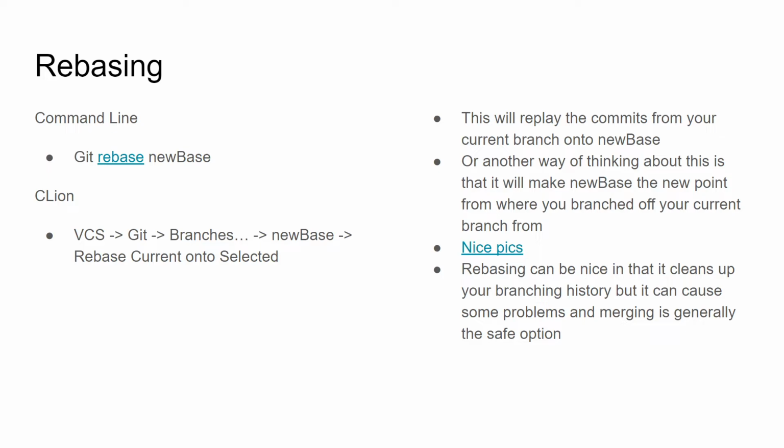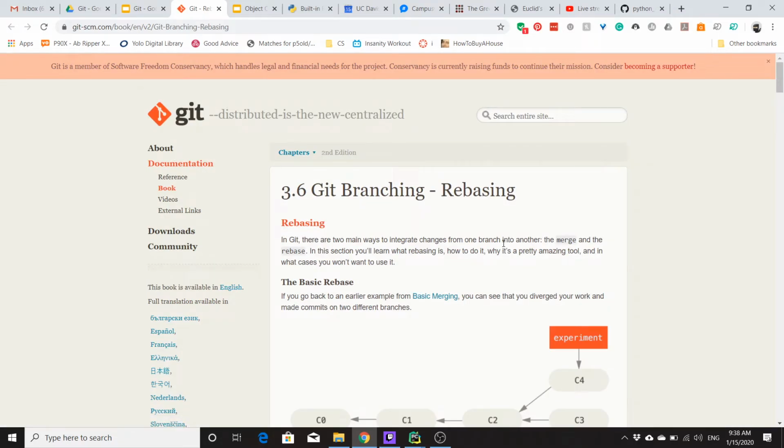What it ends up doing is it will replay the commits from your current branch onto the new branch. One way of thinking about this is that it'll make a new base the new point from where you branched off your current branch from. It can be nice because it cleans up your branching history, but again, it can cause problems if you do it incorrectly. So I would say use merge most of the time.